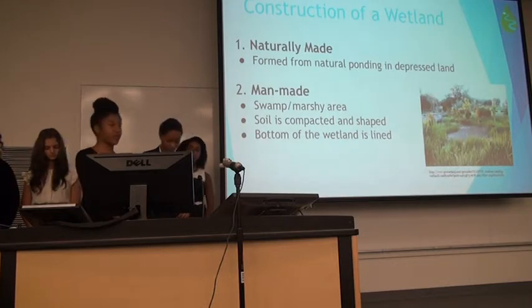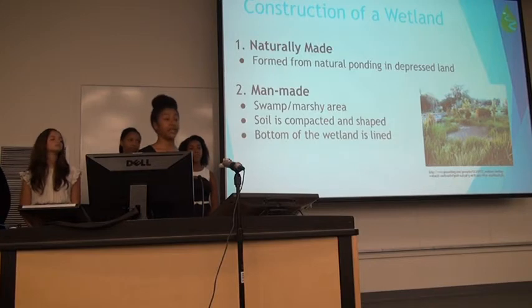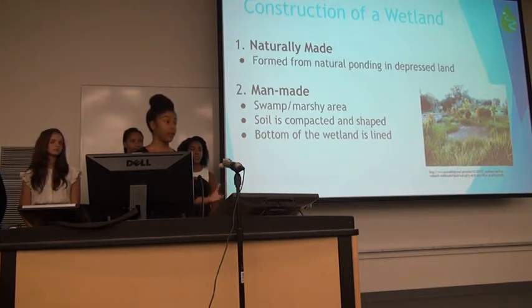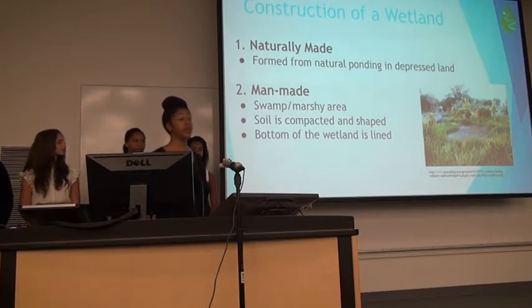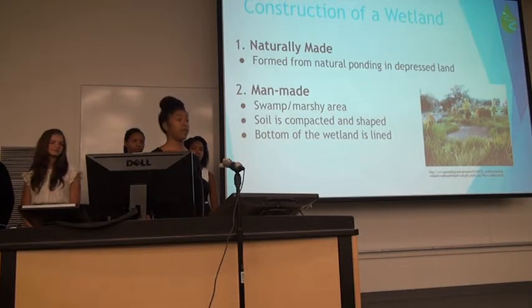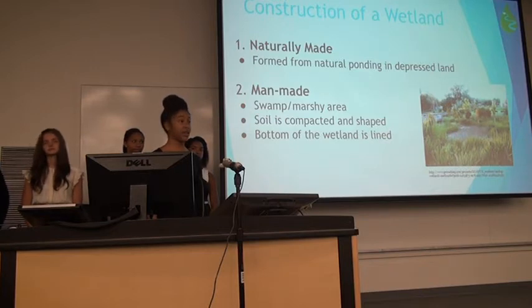A wetland can be constructed one of two ways. The first way is that it's naturally made, and this is when the environment has an area of land that naturally ponds, meaning the water collects there. So the stormwater might flow into that pond, or a big group of water that's being collected, and then flow into another body of water. Another way a wetland can be constructed is if it's man-made. People will usually go to an area that is already swamp-like, and they will compact the soil and shape it in the form that they'd like it to be in. And they will also add a liner under the topsoil so that the water flowing in the wetland will not flow directly into the groundwater supply.